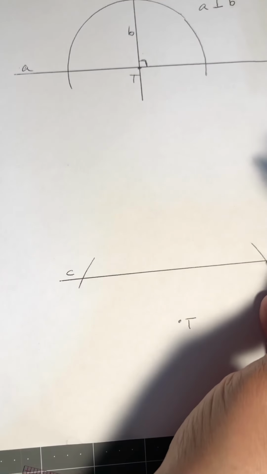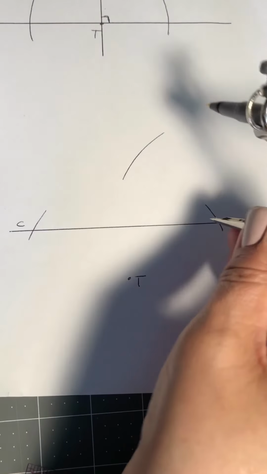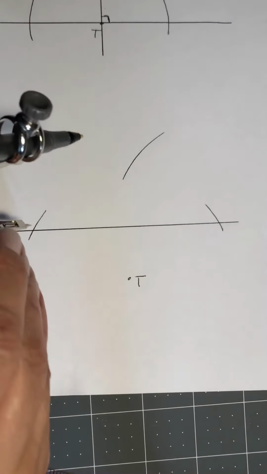Now all I'm going to do is keep the compass at its current width. Oh, I don't know if you can see all that. Let me bring it over just a little bit more. And I'm going to take the point where that crossed over C, and I'm going to create another small arc right down the center here. I'm going to go to the other side over here, and I'm going to make another small mark right here. The point is to get them to cross each other, to intersect right there.